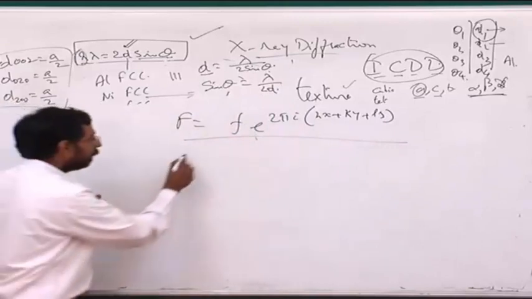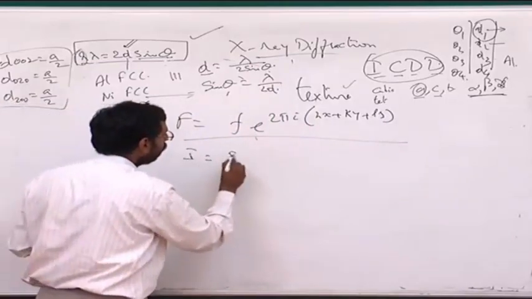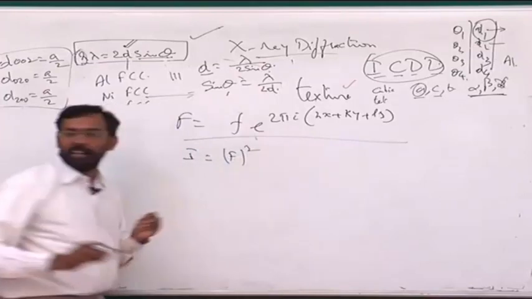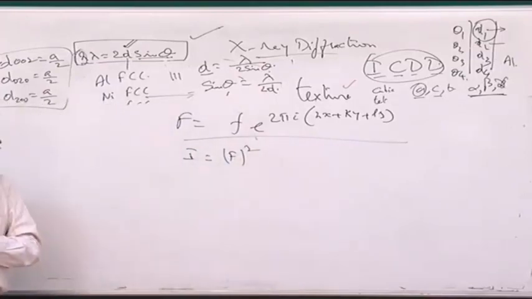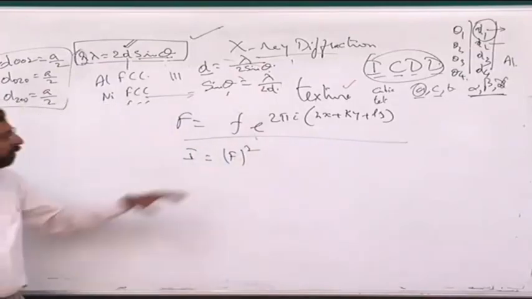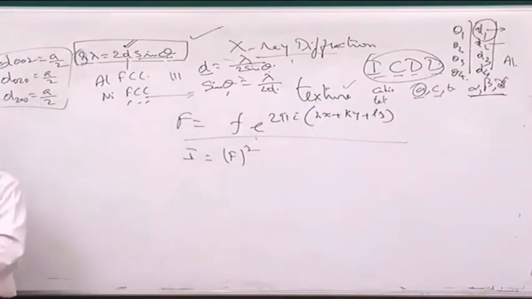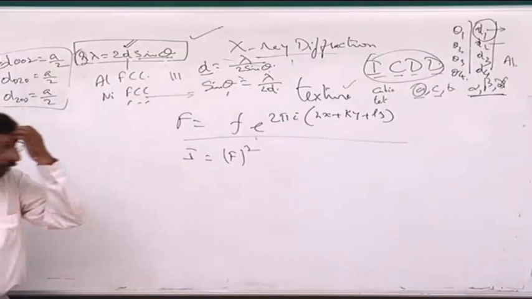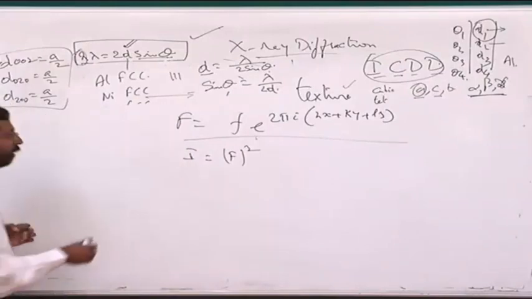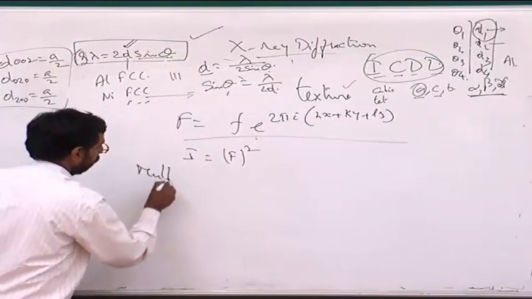Does it mean that the intensity is only dependent on this or anything else? We saw that actually intensity not only depends on just this structure factor, but on many other factors. The reason is this. For example, one of the factors is what is called the multiplicity factor.